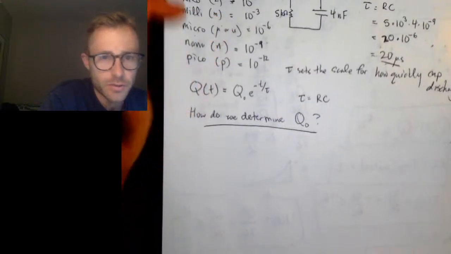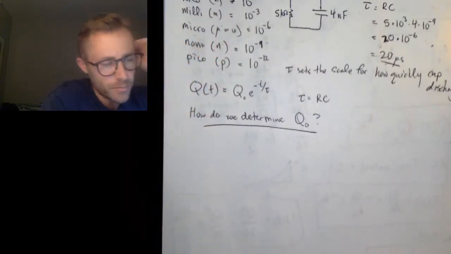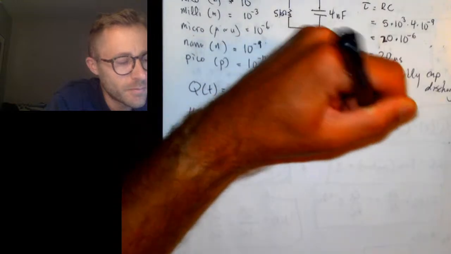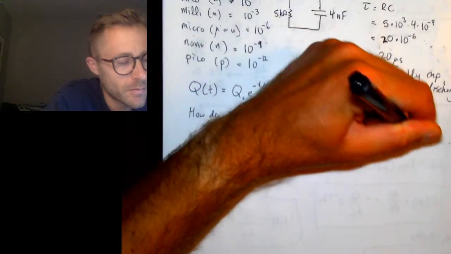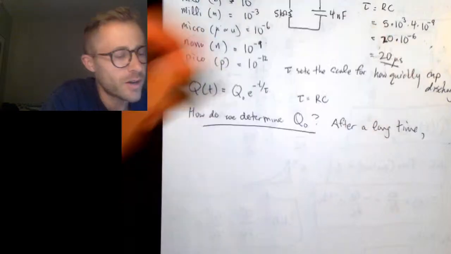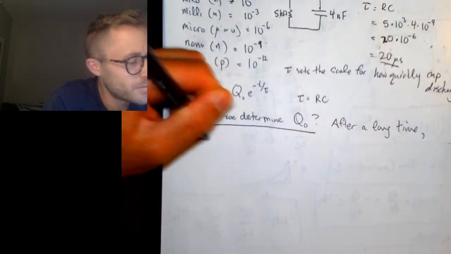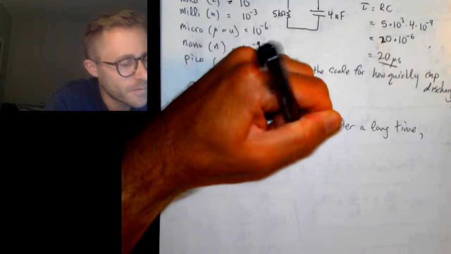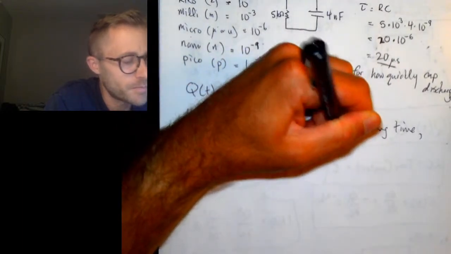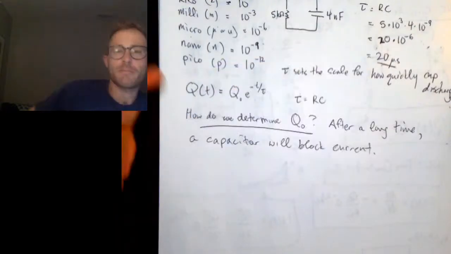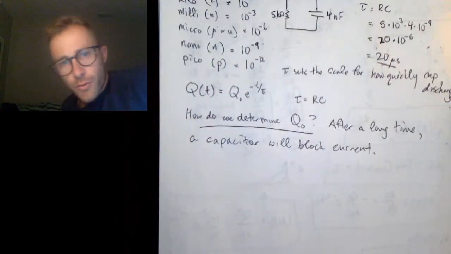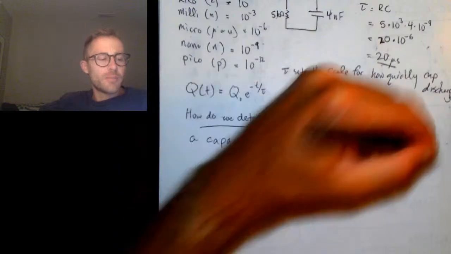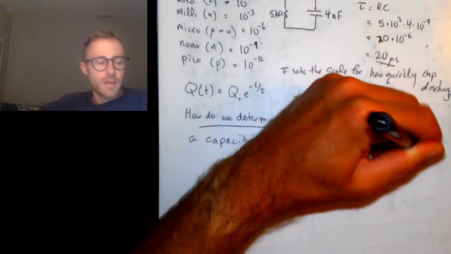And to do that, we need to know something, which is that after a long time, a capacitor will block current. And basically, it'll block current because it becomes fully charged.